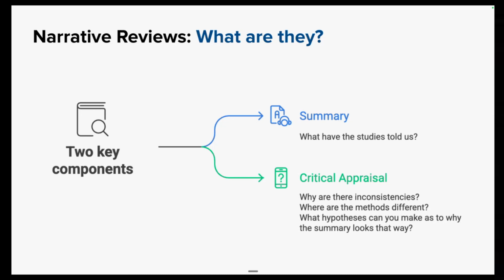So summary: what are the studies telling us? And then that critical appraisal: why are there inconsistencies in our findings? Where are the methods different, and what hypotheses can you make as to why the summary looks the way it does? Why do certain studies agree with one another? Why does that treatment seem efficacious sometimes and not other times? Those sorts of things.